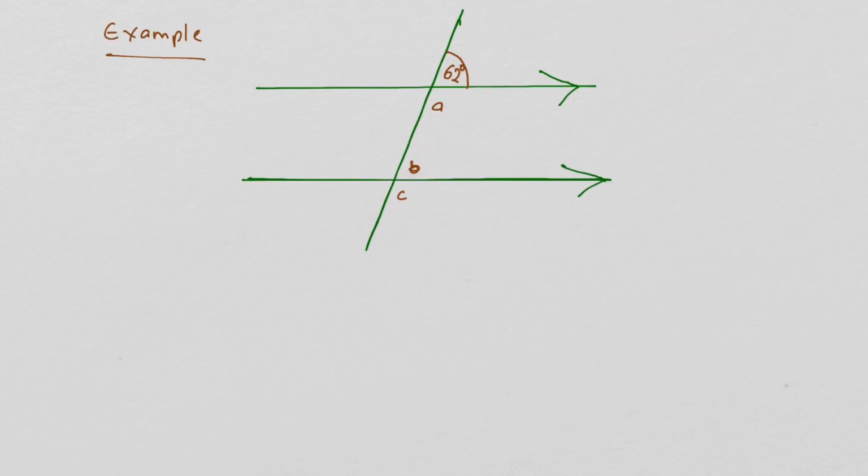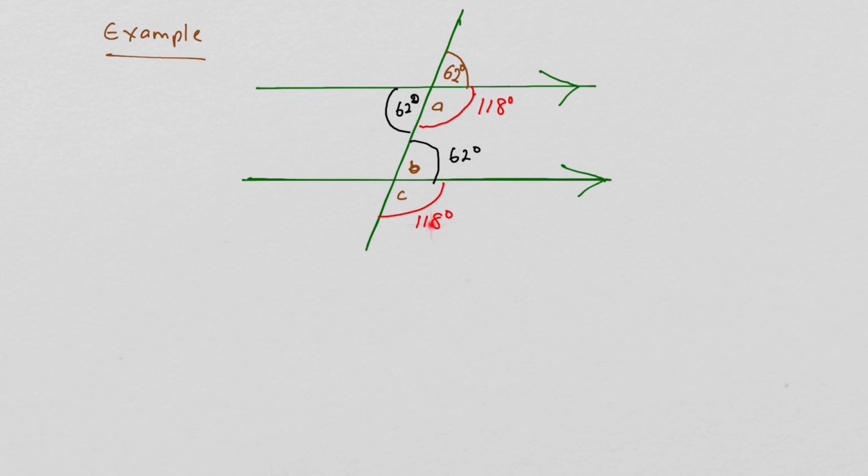Here's an example. The angle here will be vertically opposite, so that will be 62. But this angle here too will be 62, because they are corresponding angles. And the angle here will be 180 minus 62, so that will be 118 degrees. Because again, if this is 118 degrees, that will be 118 degrees. So that will be 118 degrees.